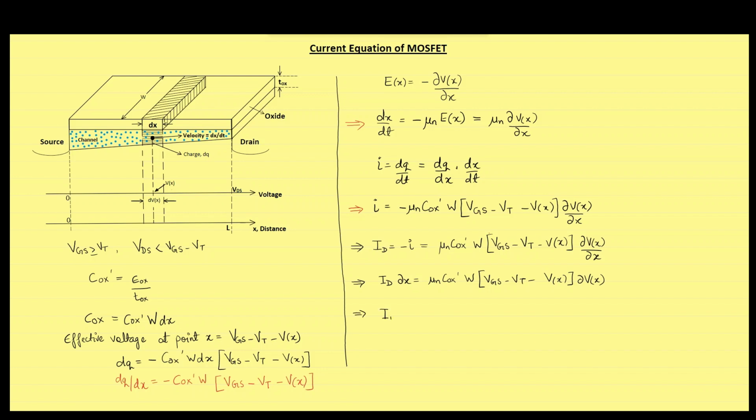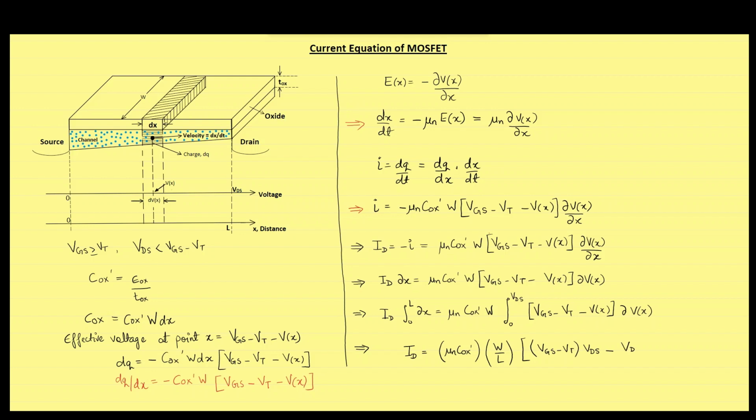Integrating on both sides, we will get. Therefore, drain to source current will be equal to. This is the final equation of the drain to source current, which will be present in triode region.